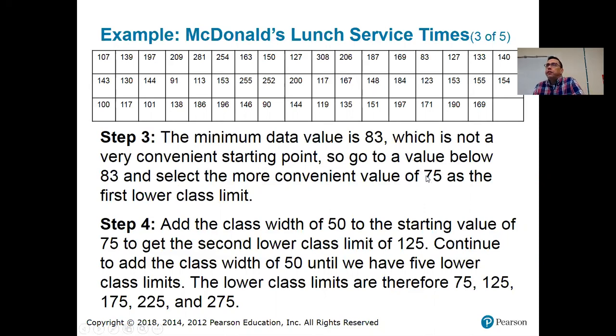Okay. So at this point, we have decided that our first lower class limit is 75, and our class width is 50, which means that all the lower class limits are going to be 75, and then 75 plus 50 is 125, and then 125 plus 50 is 175, plus 50 is 225, plus 50 is 275. So we have 5 classes, and they start with 75, 125, 175, 225, 275.